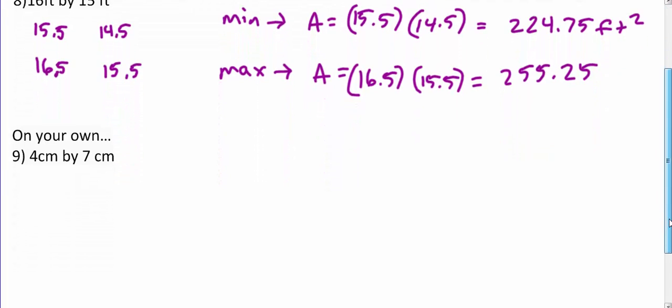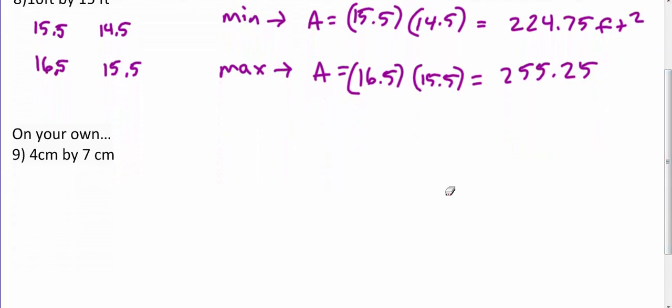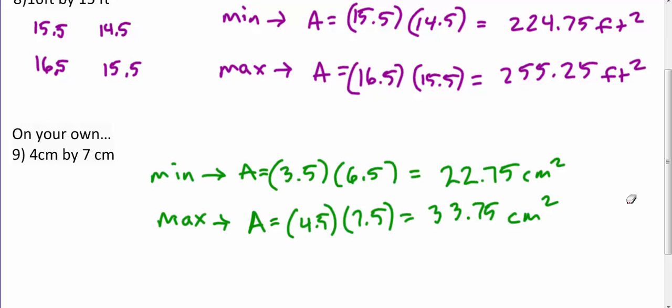Why don't you finish these notes up on your own, and then when you come back I'll walk you through what I did. Alright, welcome back folks. For the last time you can see my work on number 9. I found that the area could range from 22.75 square centimeters on up to 33.75 square centimeters. A pretty big difference percentage-wise when you think about it. And we find that with smaller measurements.